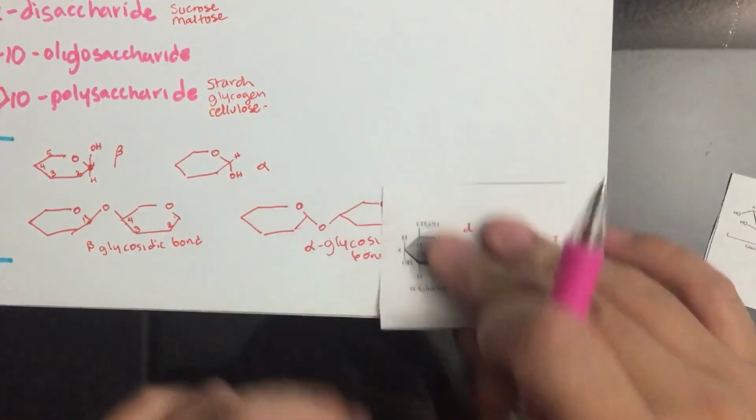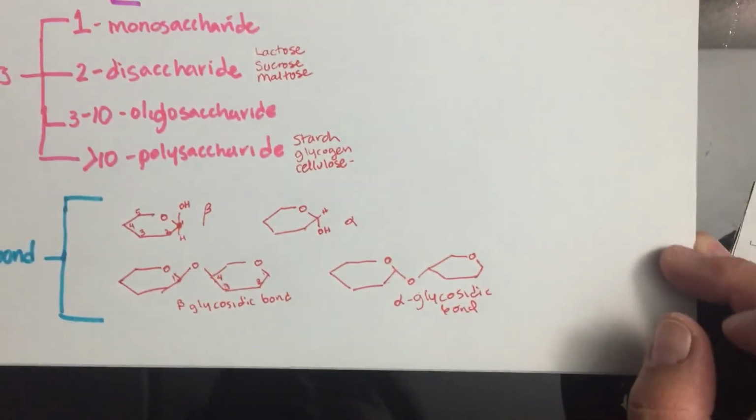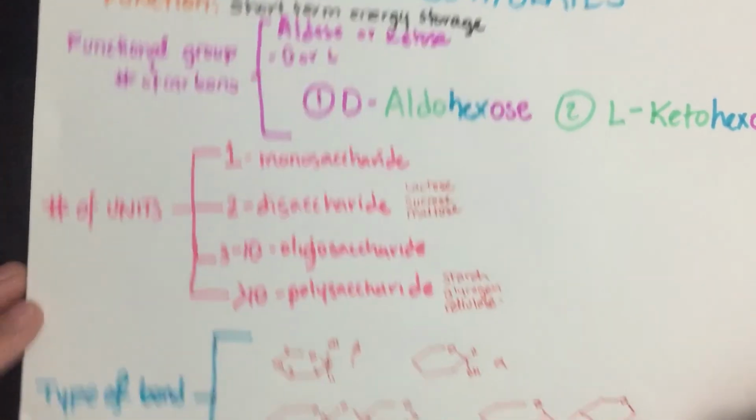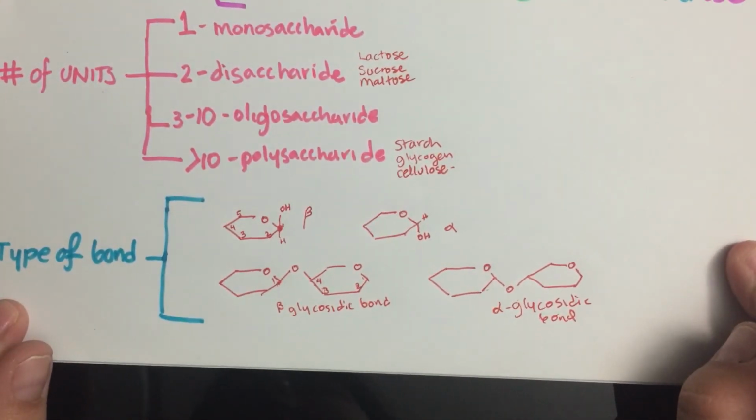Well, thank you very much. Hope you enjoyed it. So, to recap: functional groups, number of units, and finally the type of bond present.